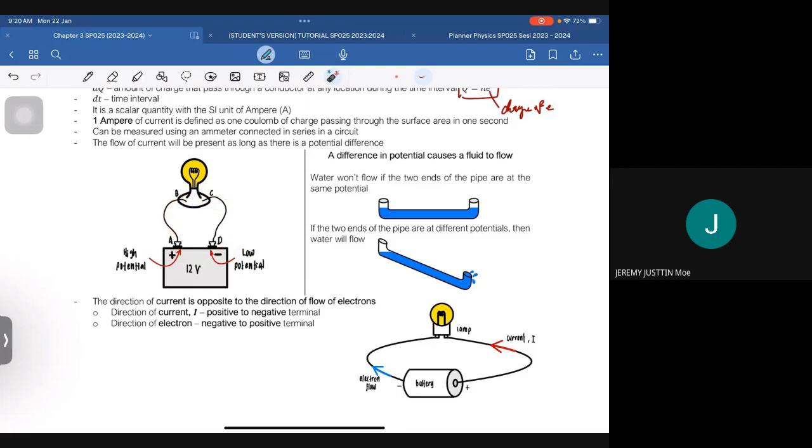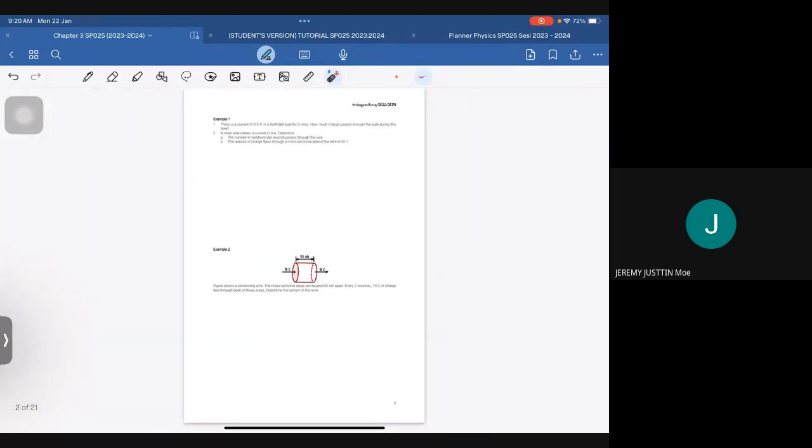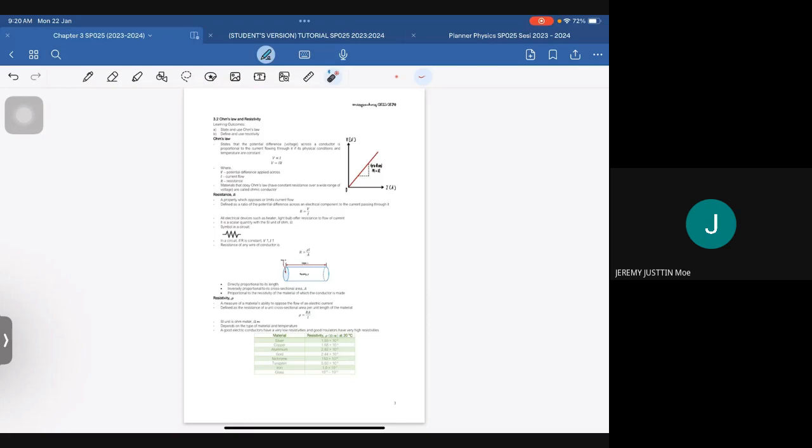Electron pula dia akan dari negative to positive. Kenapa dia bukan positive to negative? Sebab sekarang electron is a negative charge. Obviously, it's gonna be on the negative side. Bila dia on, barulah dia akan attracted to the positive terminal. Okay? Right, so that is that. And then example ni kamu akan tengok sendirilah di lecture videos lah.